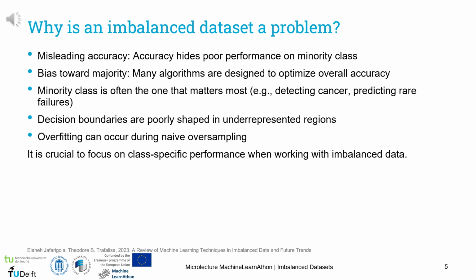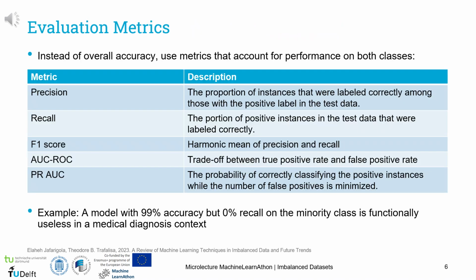And usually it's the minority class that matters most, so you want to identify the spam emails, the diseases or the frauds. And the decision boundaries are poorly shaped in underrepresented regions. And overfitting can occur with naive oversampling, just because one class is more represented than the other.